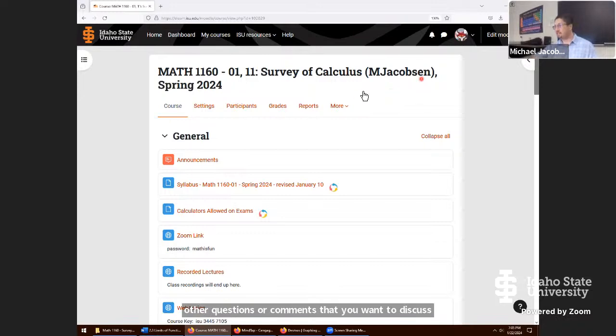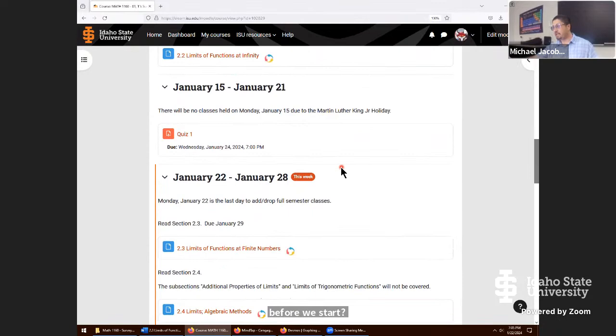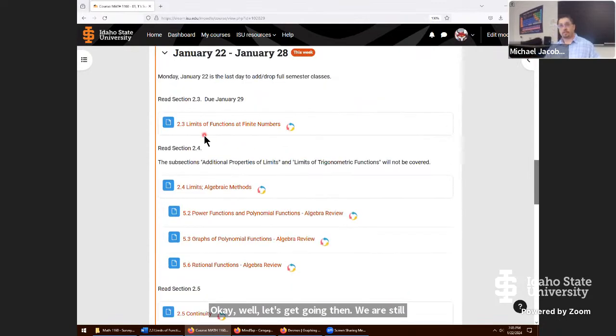Okay, well, let's get going then. We are still in section 2.3, but we're nearly done with it. The purpose of 2.3 is we're trying to get a picture in our mind of what a limit looks like when it's dealing with finite numbers. So loads of pictures in 2.3, and then we'll do it more exactly in section 2.4.